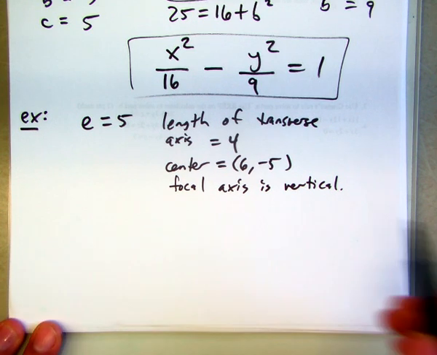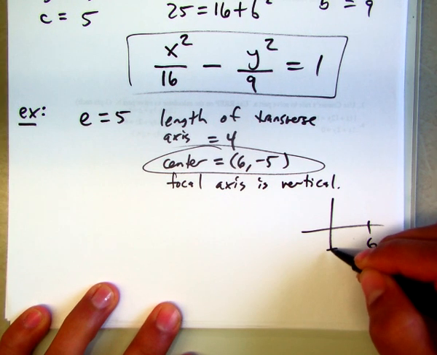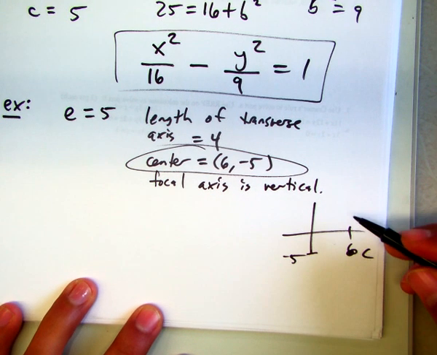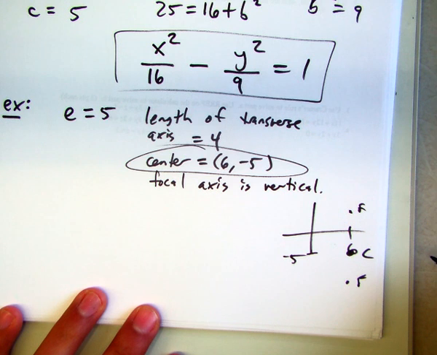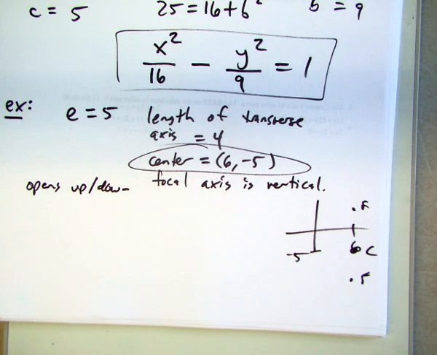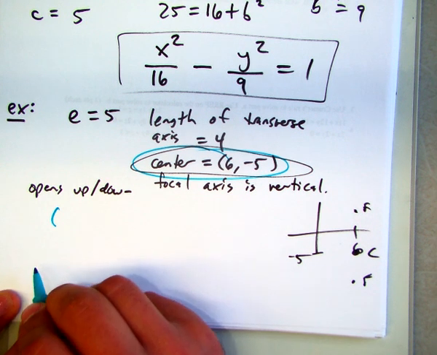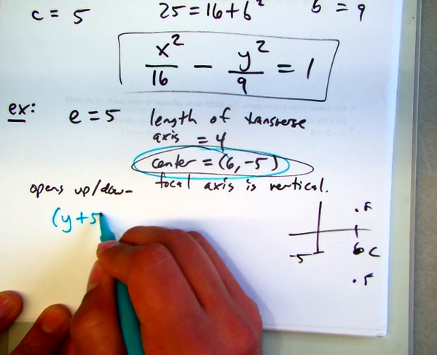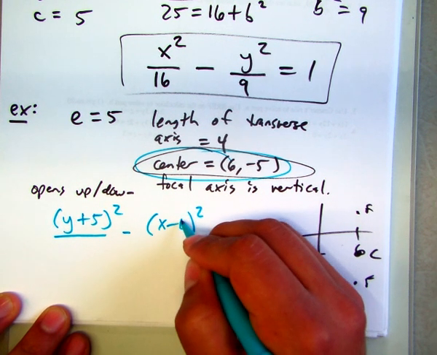Okay. If the center is at 6, negative 5, so this is my center. Focal axis is vertical. What does that mean? Up and down. The foci are located up and down. So this tells you that the hyperbola opens up and down, which tells you, if the center is at 6, negative 5, what's the first term? y. Y plus 5 squared over something, which we'll find in a minute, minus x minus 6, good, squared over the other one equals 1.